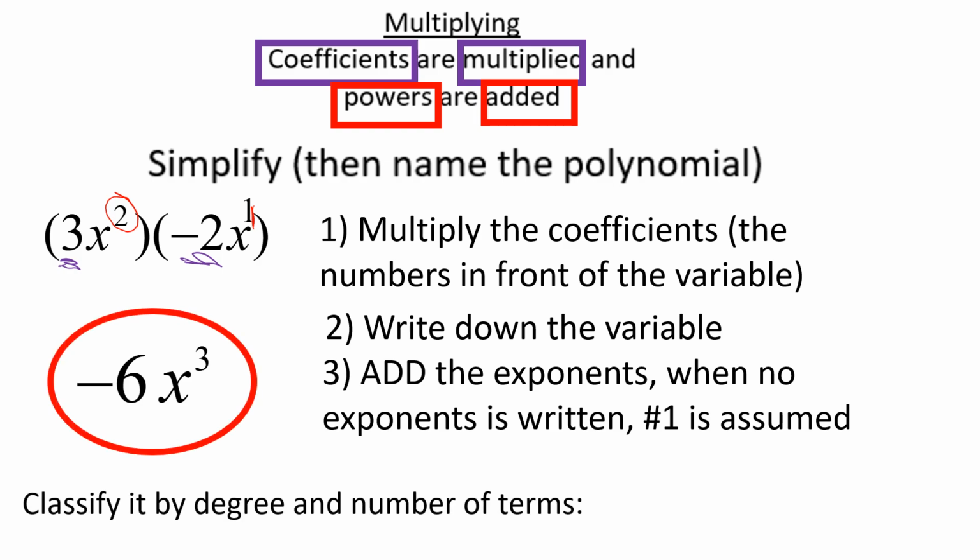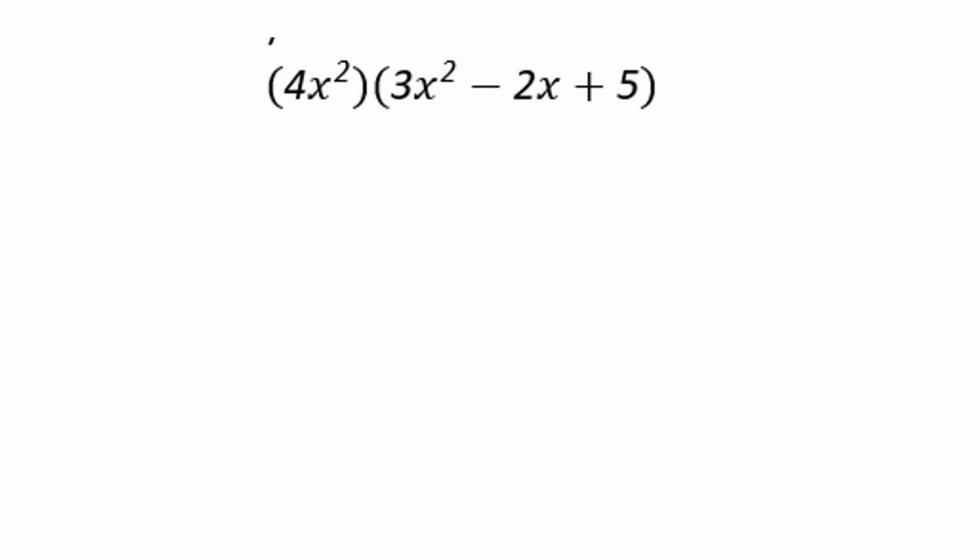If I classify it by its degree and number of terms, so that's what we did last class, it's going to be a monomial, but the degree is 3, so it's going to be a cubic monomial. All right, let's try another one.